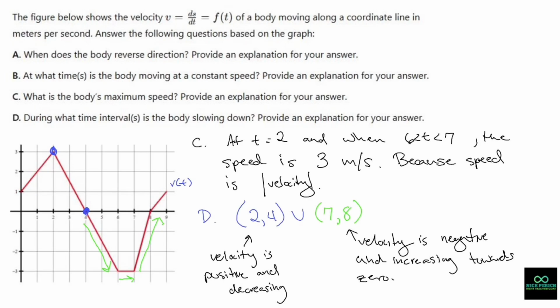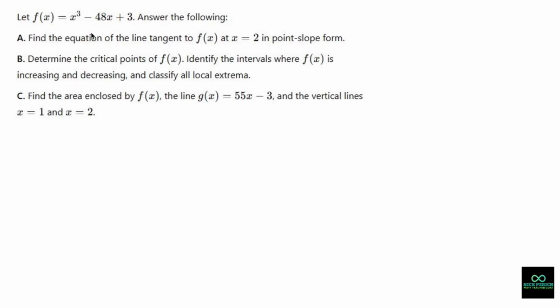It's just understanding what graphs look like and comparing velocity to position to acceleration and all that stuff. But yeah, that's free response question number 3. Pretty short and sweet. All right, free response question number 4, no calculator. Well, we don't need one. Find the equation of the line tangent to f of x at x equals 2 in point slope form.